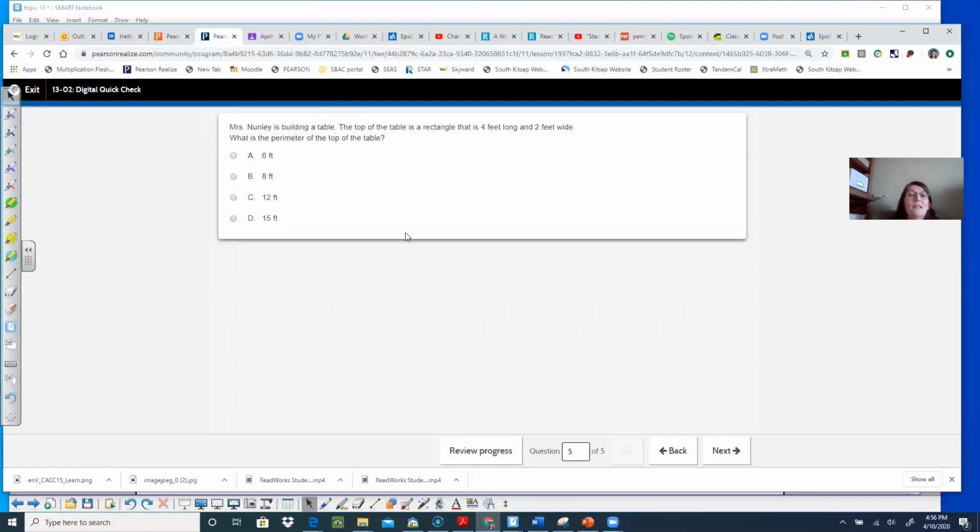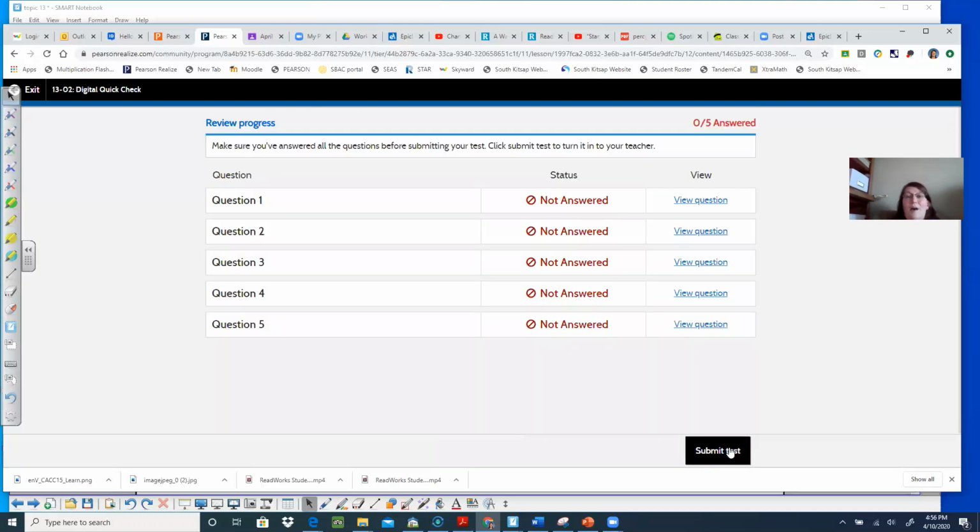Alrighty, Mrs. Nunley is building a table. The top of the table is a rectangle. Draw yourself a rectangle. 4 feet long, 2 feet wide. What is the perimeter of the top of the table? Make sure that you label opposite sides equal and parallel. Otherwise, you may come up with the wrong answer. So this one, your numbers are small enough that you can add your opposite sides and then add your opposite sides. And remember, your goal is to get a better score than what I'm about to show you.